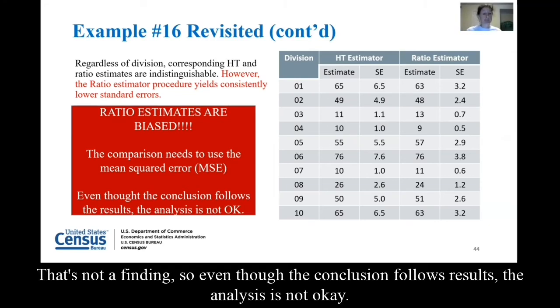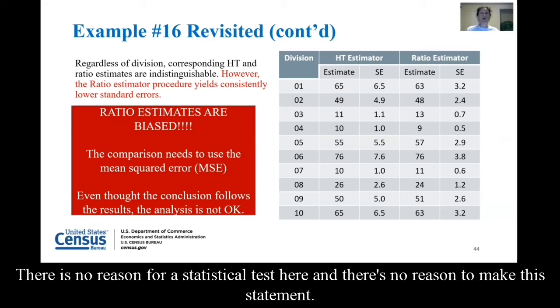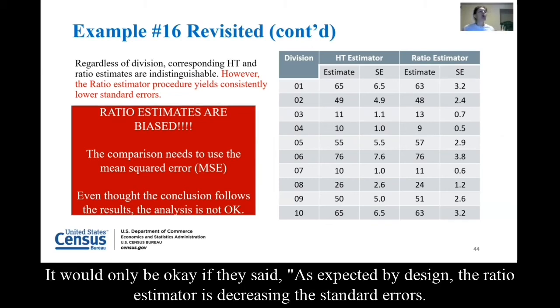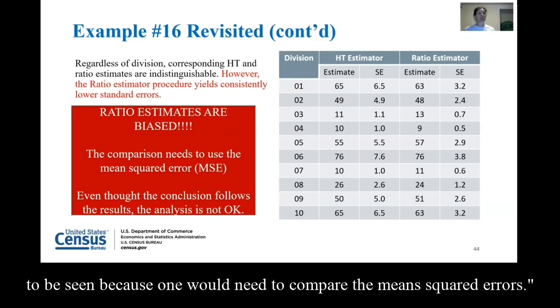That's not a finding. So even though the conclusion follows the results, the analysis is not okay. They have to go back and fix this test. There's no reason for a statistical test here, and there's no reason to make this statement. It would only be okay if they said, as expected by design, the ratio estimator is decreasing the standard errors. However, whether it's making the estimates more accurate or not remains to be seen, because one would need to compare the mean squared errors.